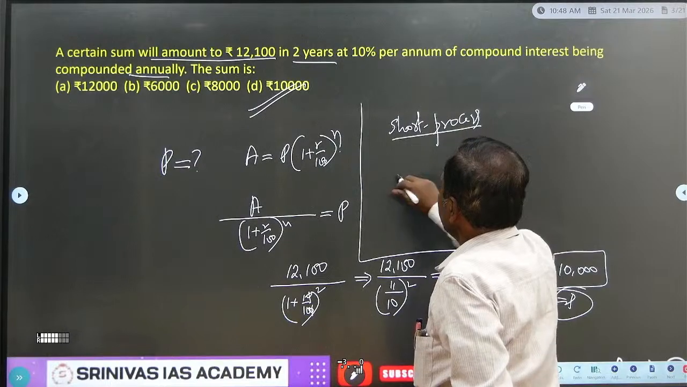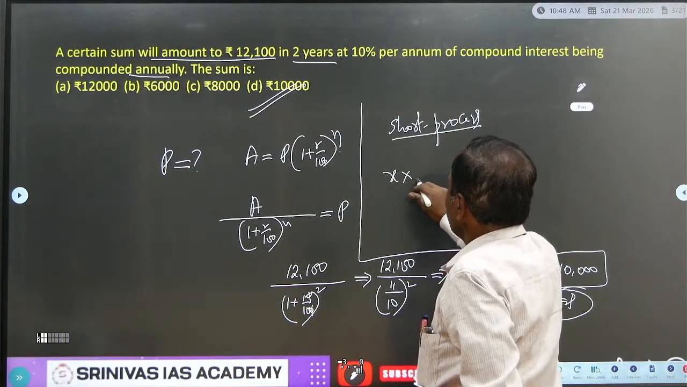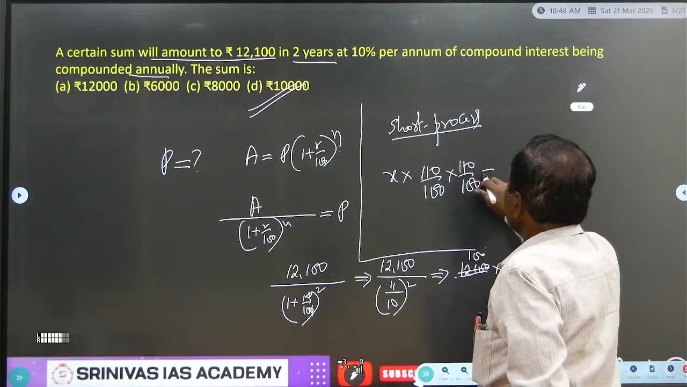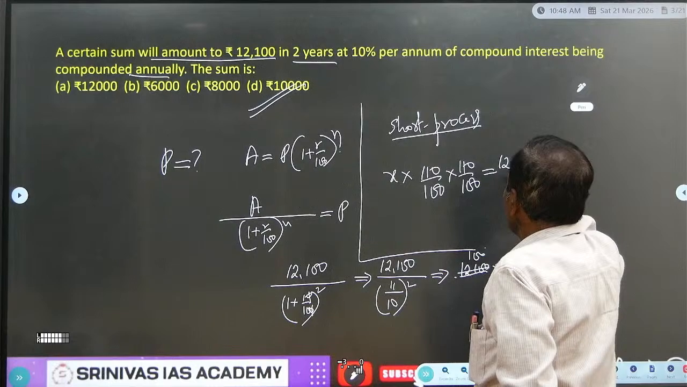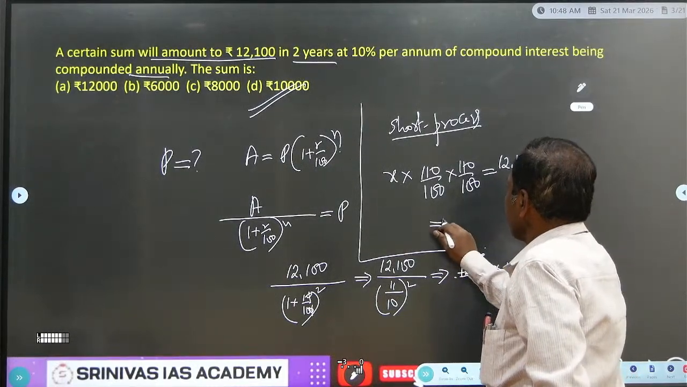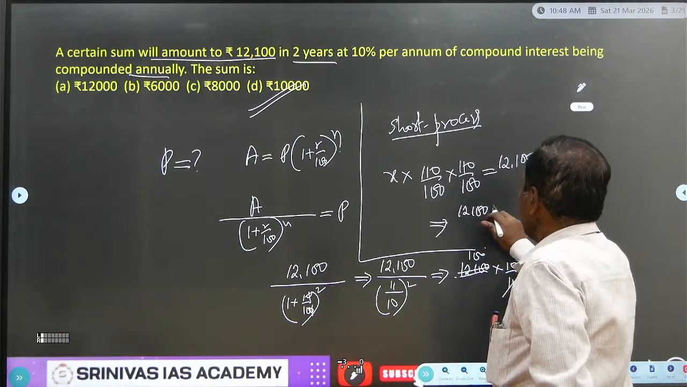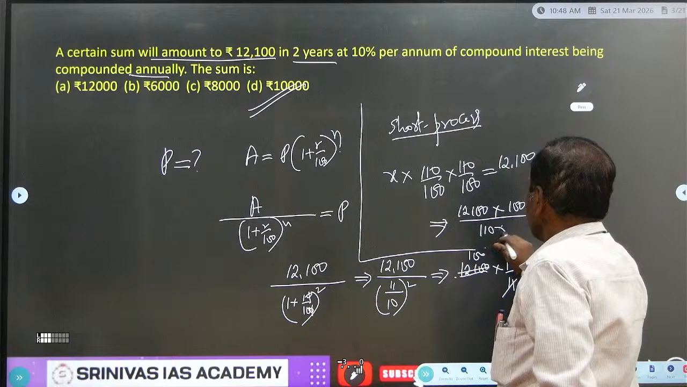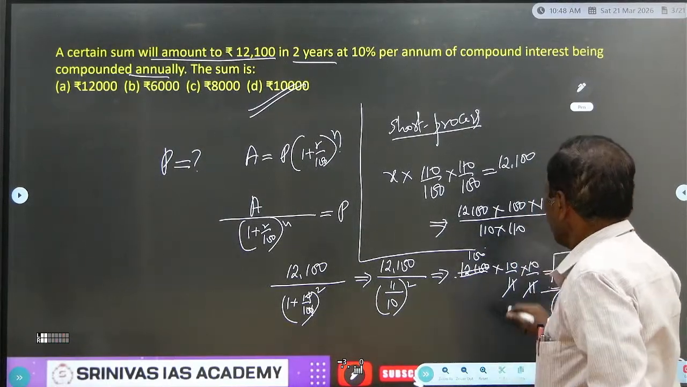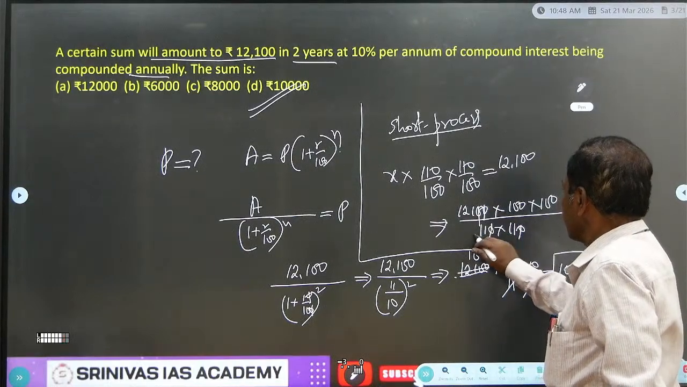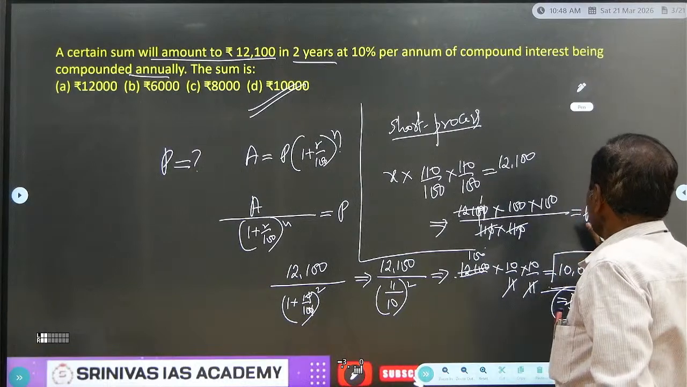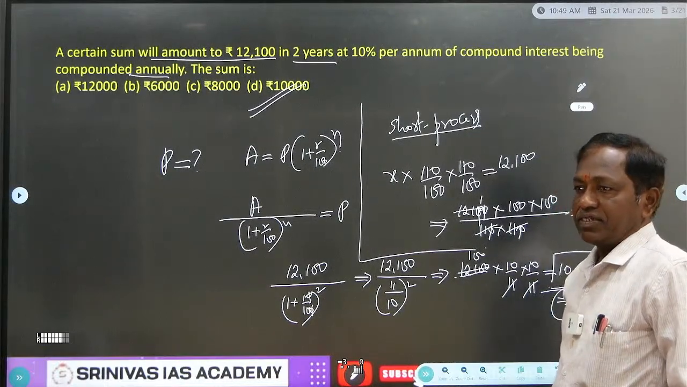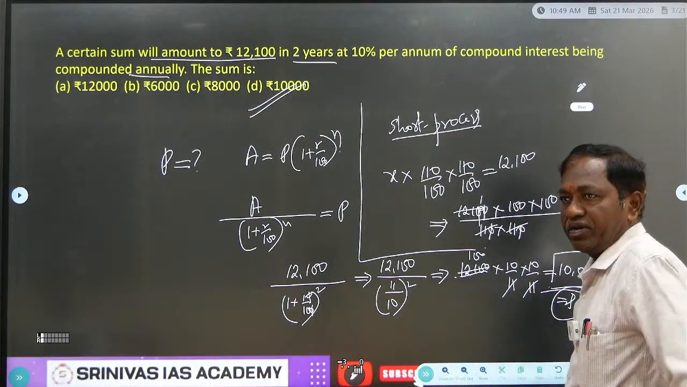So X we can keep, like 110 by 100 into 110 by 100 for 2 years. This is equal to the amount. What is the amount? 12,100. Now what is the next step? 12,100 cross multiply into 100 into 100 by 110 into 110. You will get the principal. 2 zeros get cancelled here. This is 11 square, 11 into 11, and P is equal to 10,000. See which is easy. This is with formula, and this is without formula.